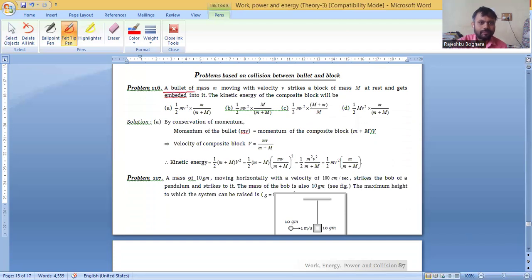Problem. A bullet of mass m moving with velocity v strikes a block of mass capital M at rest and gets embedded into it. The kinetic energy of the composite block will be? So after collision, the velocity of the system is mv upon m plus capital M. Kinetic energy of the composite block is 1 upon 2 (m plus M) v square. This we put in this equation, so M square v square by 2 (m plus M) means 1 upon 2 m v square times m upon m plus capital M.